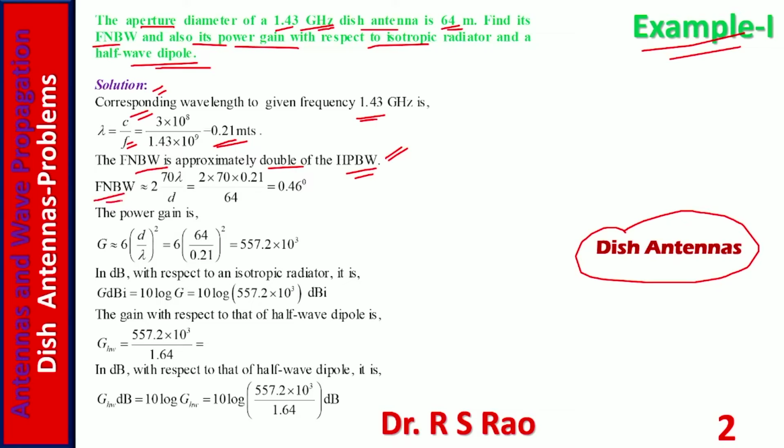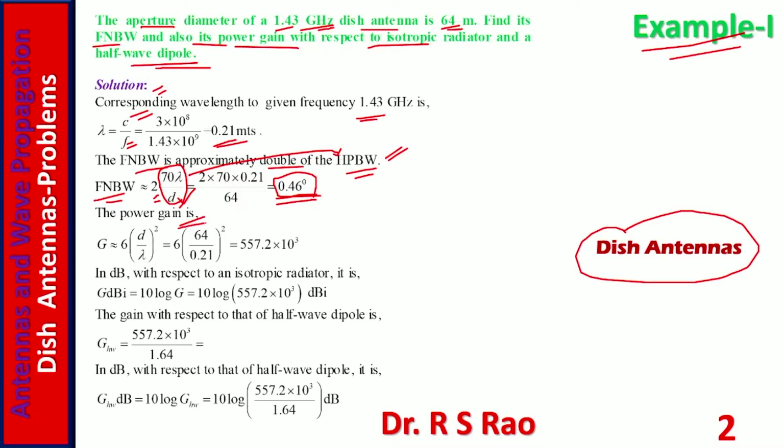So first null beam width is 2 into 70 lambda by D. This 70 lambda by D is the half power beam width of a dish antenna. Lambda is available, D, the aperture diameter, is available, 64. Using the available values of lambda and D, one can determine FNBW. In the present case, it is 0.46 degrees. Notice it is not even 1 degree, less than half a degree. So the beam is very narrow. Dish antennas are associated with narrow beams.